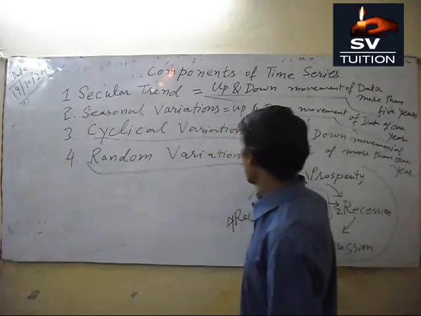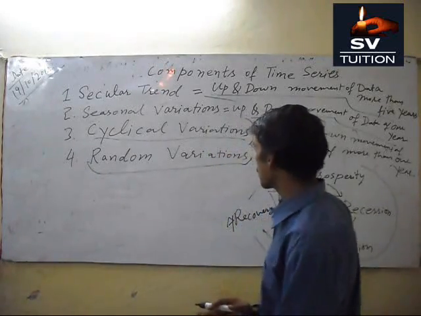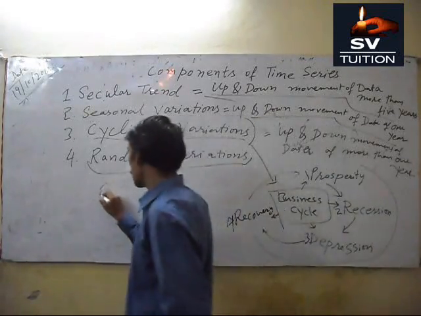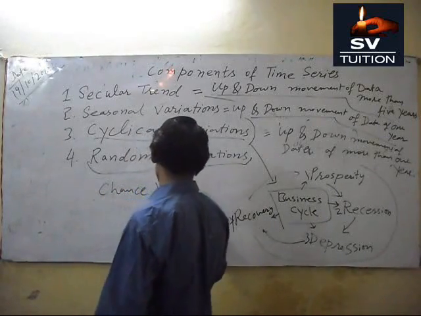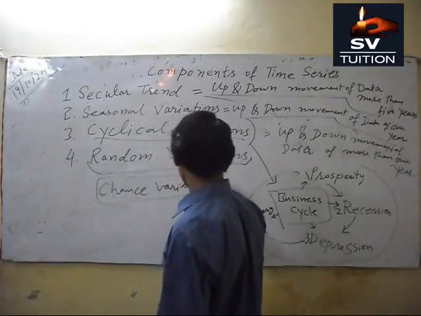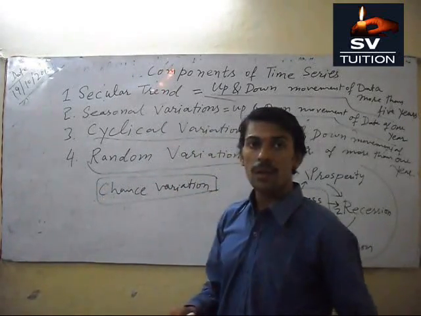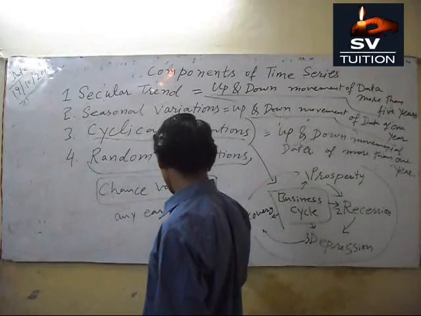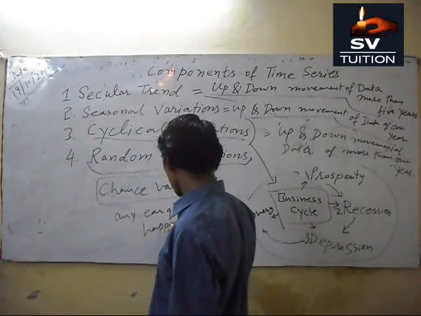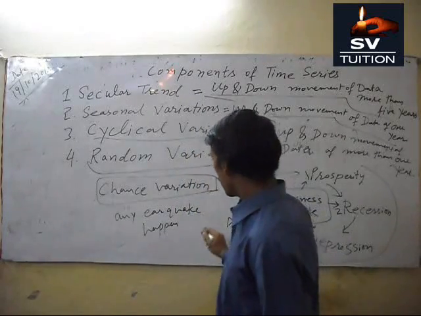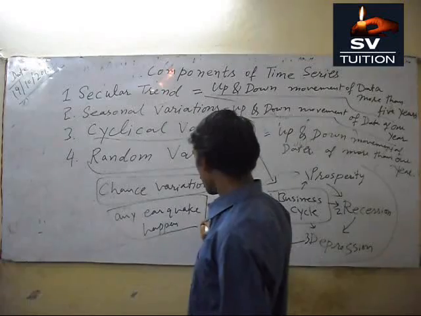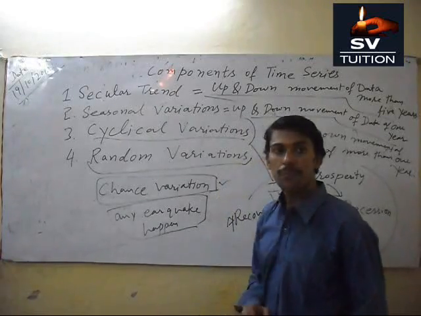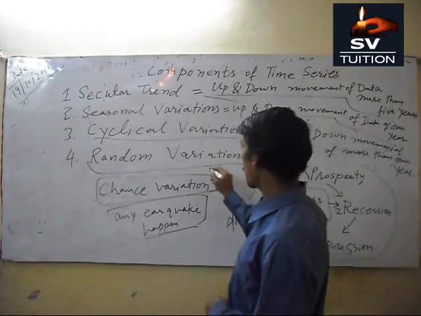And random, if there's not any rules, regulations of changes in the data, then it will be random variation or chance variation. Suppose if any earthquake happens in any area whose there is nothing any past behavior in that area, so this is just like chance. So we also see this type of random variation.